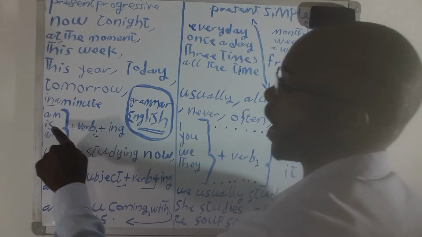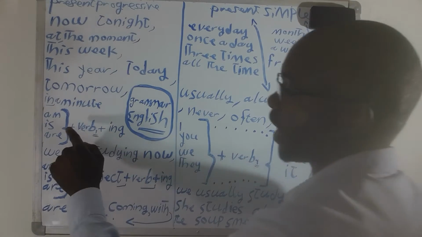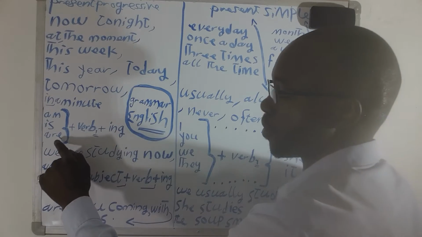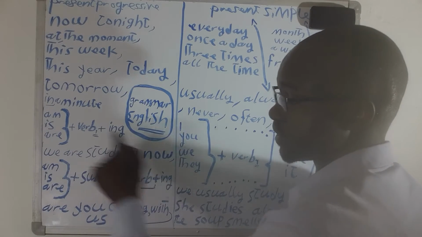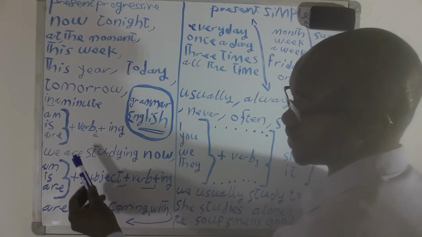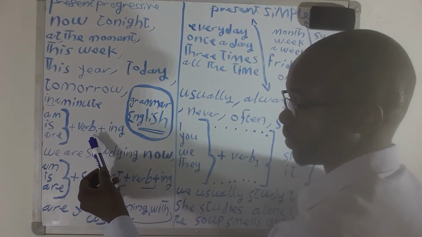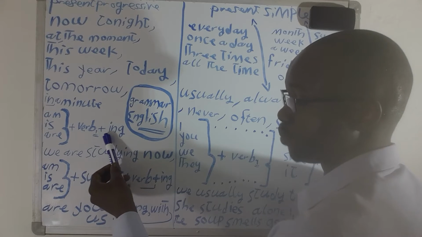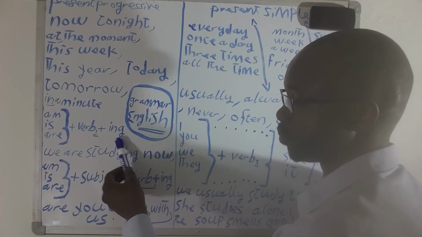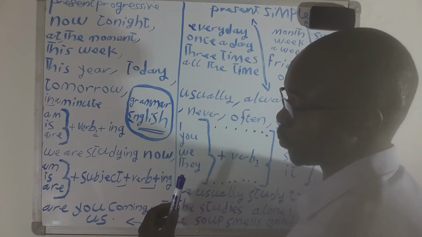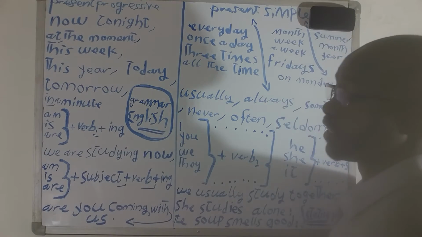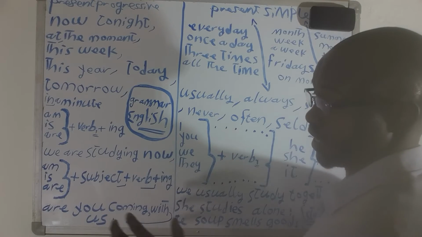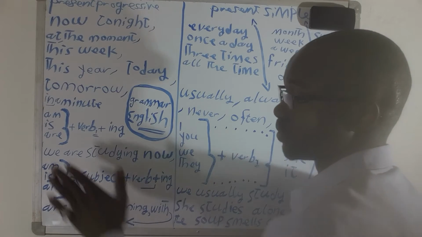Okay, we have is, plus verb, plus verb 1, plus ing. That means this is the verb to be.